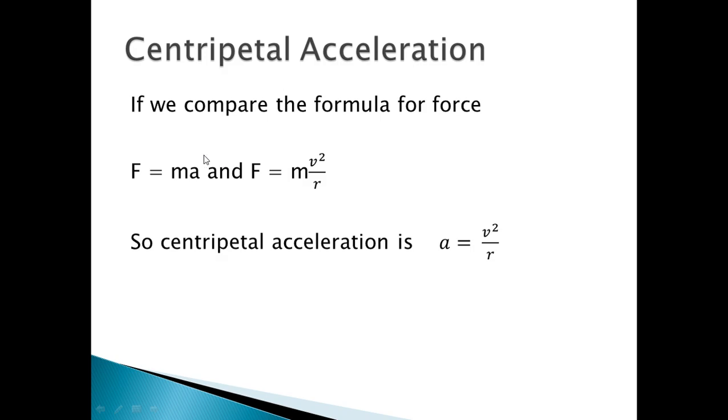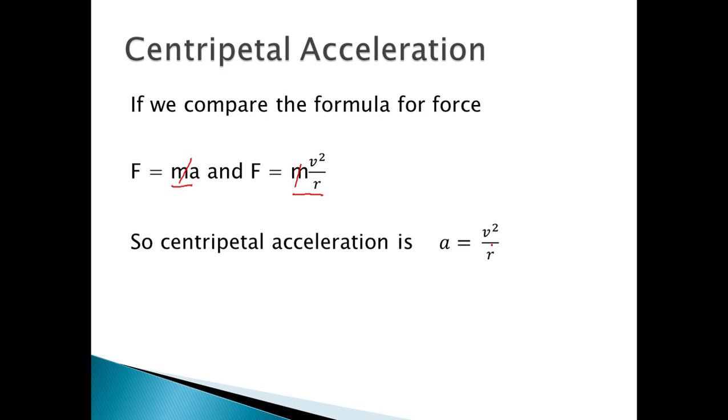If we compare the centripetal force with the usual formula of force, F equals ma, and the centripetal force is mv squared over r, that means if we cancel out the m, you will get a equals v squared over r.